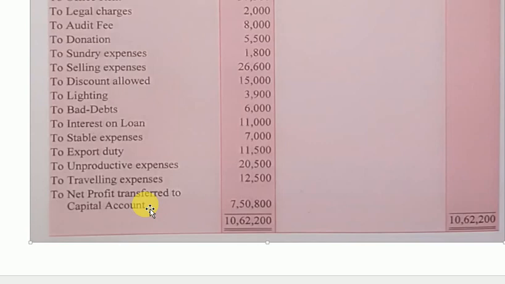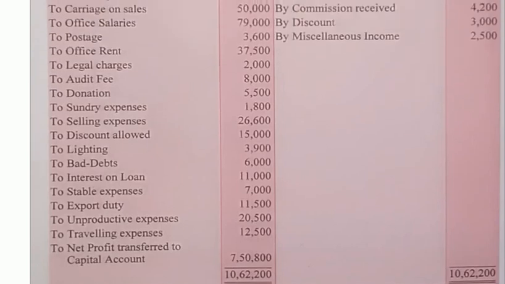In the next class we'll try to discuss another topic, that is the balance sheet, under which we'll discuss how to record things in your balance sheet and how to add the net profit in your capital account. So right now, for the time being, we'll find out only the net profit with the help of profit and loss account. So the net profit figure is 7,50,800, and this is the difference of total debit side and total credit side.